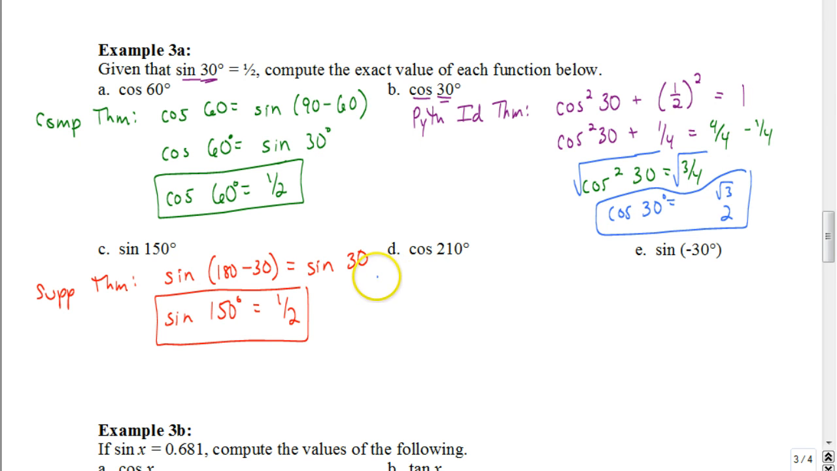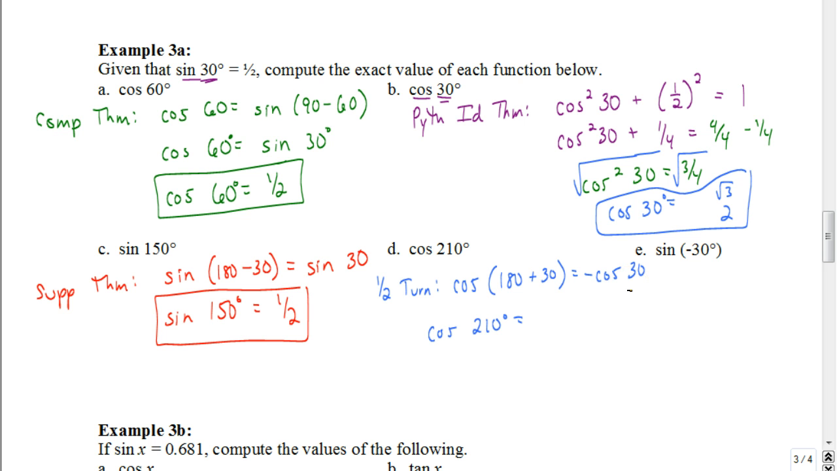So the half-turn theorem tells us that if we have the cosine of 180 plus theta, in this case it would be 180 plus 30, which gives me cosine of 210, that's equivalent to the opposite cosine of theta. In this case, theta would be 30 degrees. So in other words, the cosine of 210 degrees equals the opposite cosine of 30.